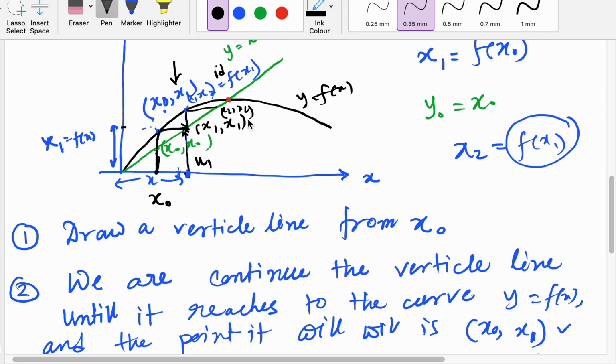And suppose from x2, x2, I want to generate x3. I have to move vertically, and where it hits the y equal to x axis, that will be x3. So let me draw it clearly, then it will be more clear. Let me draw it here again.